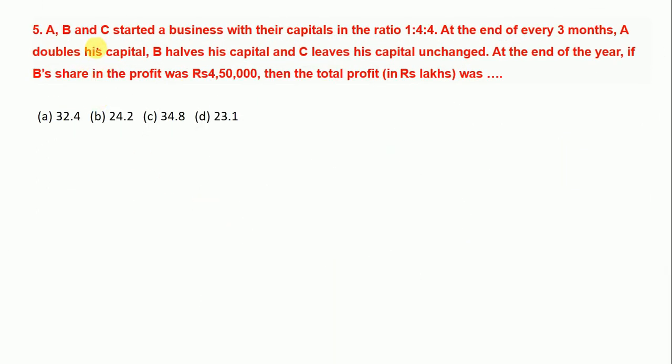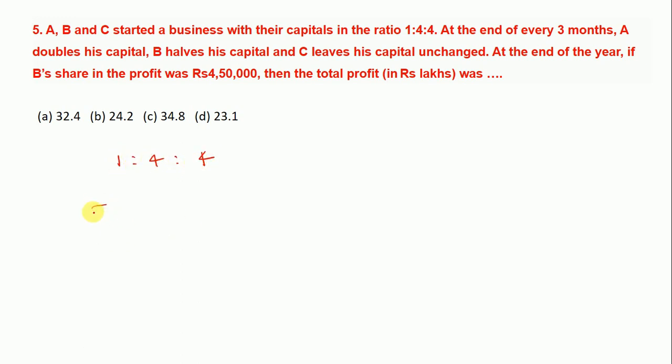Now question 5th. A, B and C started a business with their capital investment in the ratio 1:4:4. At the end of every 3 months, A doubles his capital, B halves his capital, and C leaves his capital unchanged. At the end of the year, if B's share in the profit was 4,50,000, then the total profit in rupees in lakh was, ratio of capital investment of A, B and C was 1:4:4.